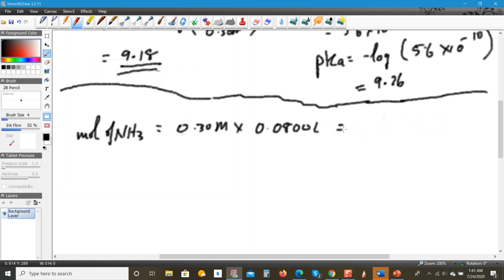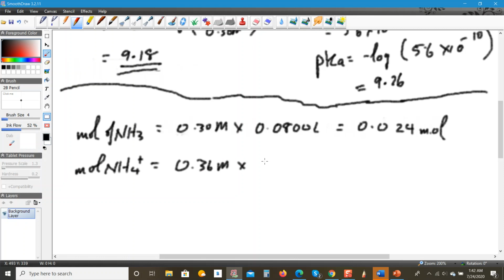And I'm going to do a similar calculation for the moles of NH4+. And that is going to be equal to the molarity, which is 0.36 M, multiplied by the same volume, 0.0800 liters. And according to my calculations, this works out to be equal to 0.029 moles. Then the next step is to calculate the moles of the base added, moles of OH- added.